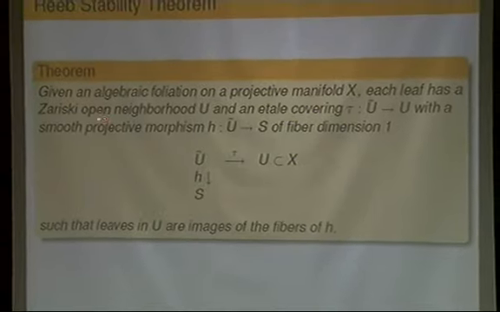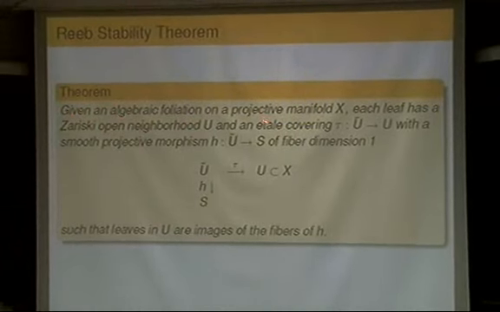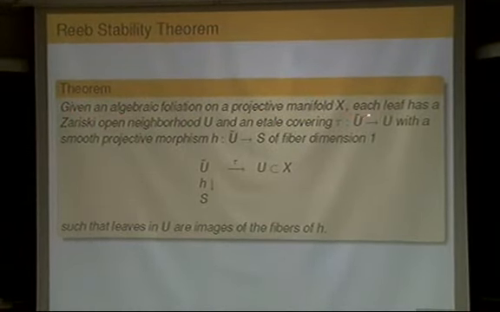So here's the statement. Suppose you are given an algebraic foliation on a projective manifold. Then for each leaf, you can choose a neighborhood, a Zariski open neighborhood U, and an étale covering, with a smooth projective morphism of fiber dimension 1. So this is now really a smooth fibration, such that the fibers of this smooth fibration go to leaves of the foliation in U. So locally, after taking étale cover, you can make the foliation into a smooth fibration. So that's the Reeb stability theorem.